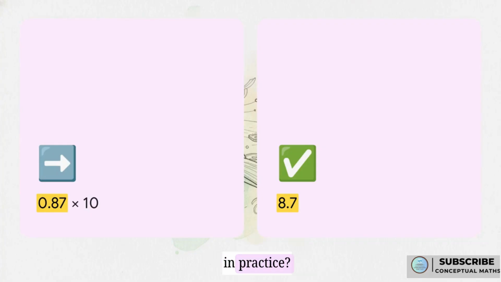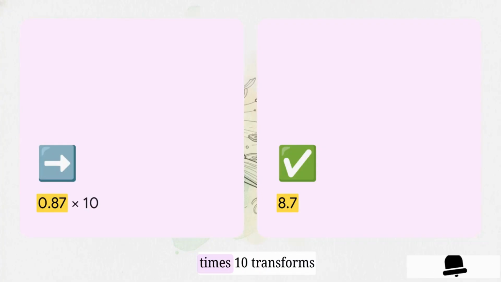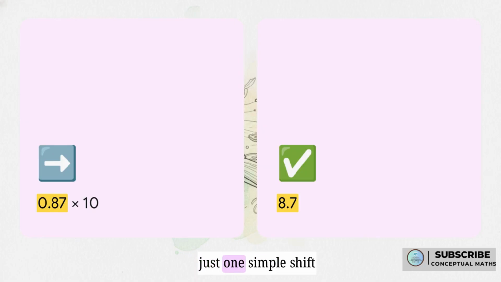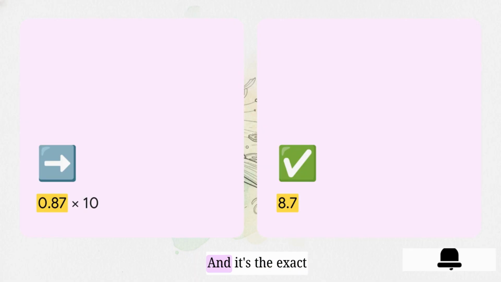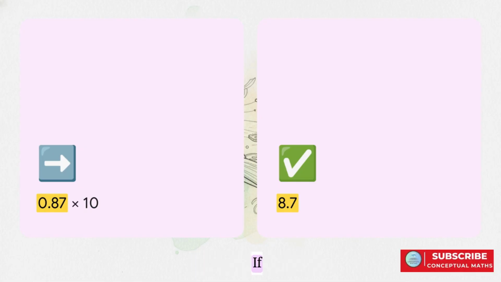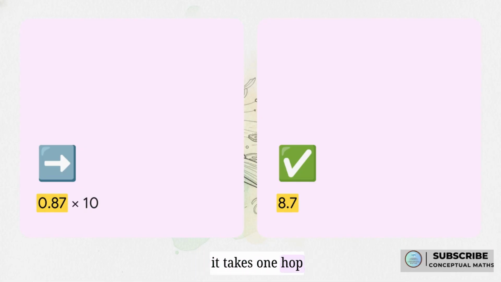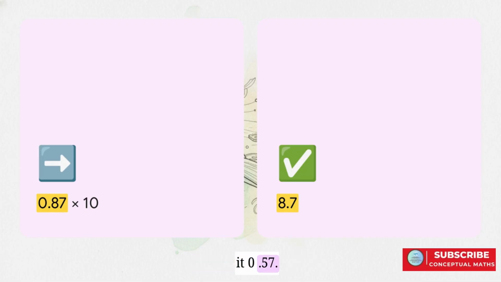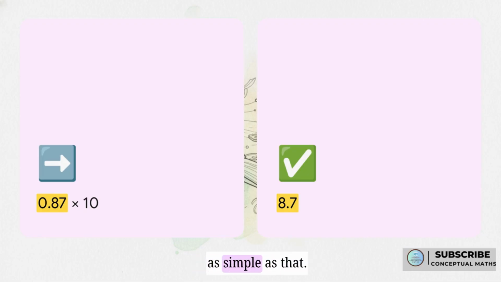Want to see how this works in practice? Well, 0.87 times 10 transforms beautifully into 8.7 with just one simple shift of the decimal point. It basically just hops right over that 8. And it's the exact same for any number. If you've got 0.7, it takes one hop to become a whole 7. Or say you have 0.057, one jump right makes it 0.57. It really is as simple as that.